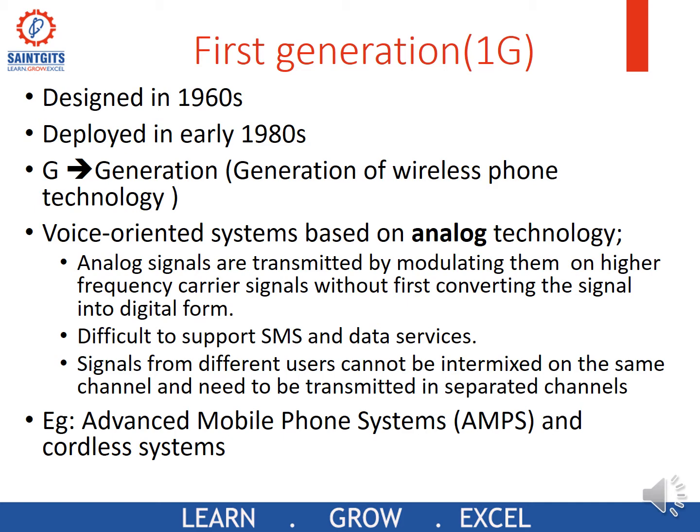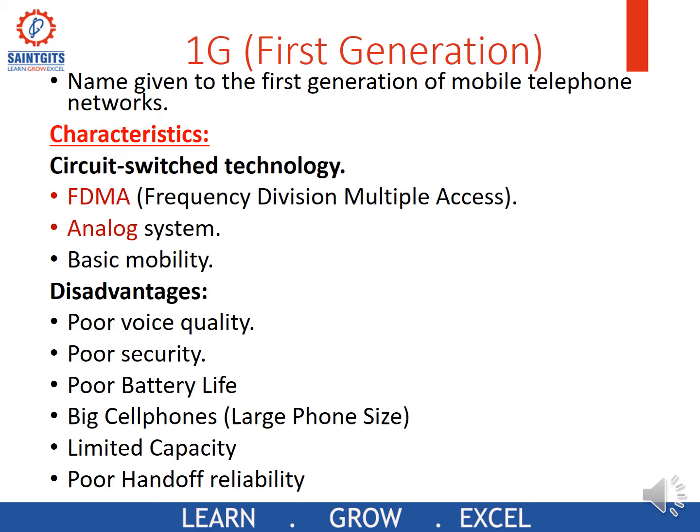In first generation cellular communication, analog signals are transmitted by modulating them onto high frequency carrier signals. In a complete analog system, it is difficult to send SMS or transfer data services. First generation cellular communication technology is also known as 1G networks.